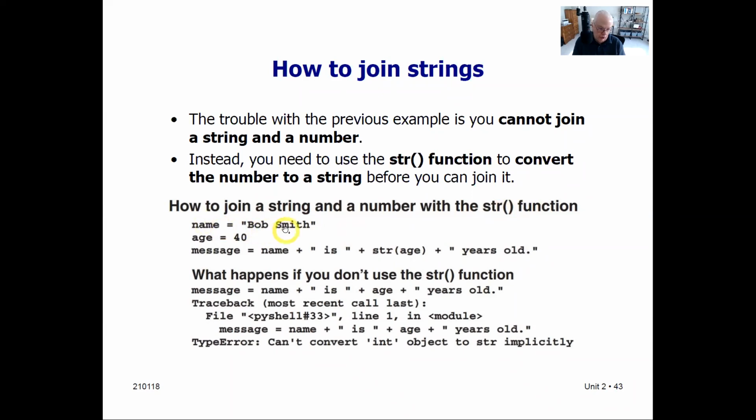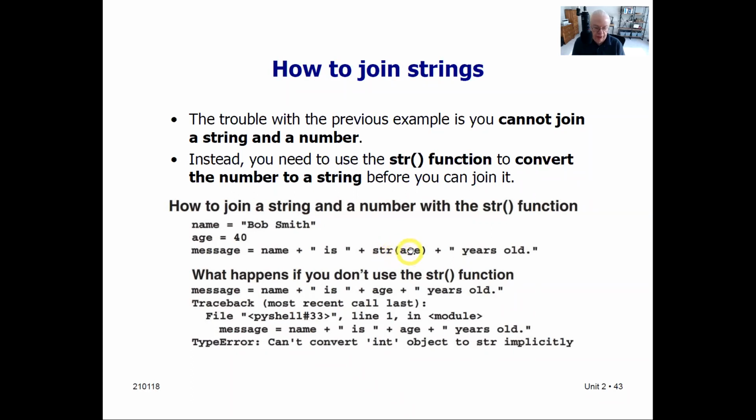We have a string here, Bob Smith, okay, with a space in there, and his age is 40. We're going to create a variable here named message, and we'll start with the name, Bob Smith, plus space, that is a space right there, is, and another space. So there's a bunch going on here in that little bit of a string. And now we're going to convert age to a string. That's how easy it is.